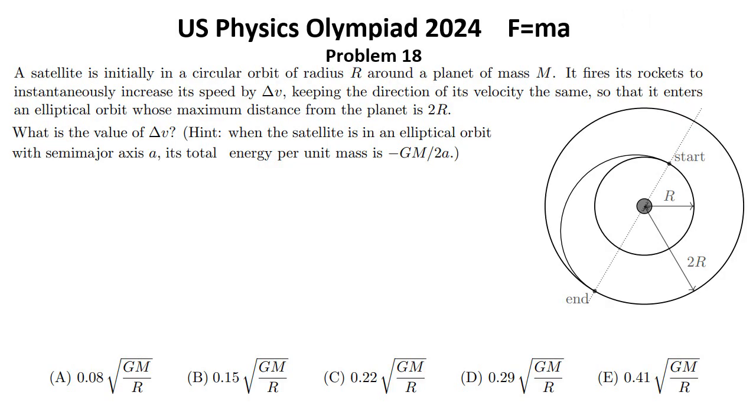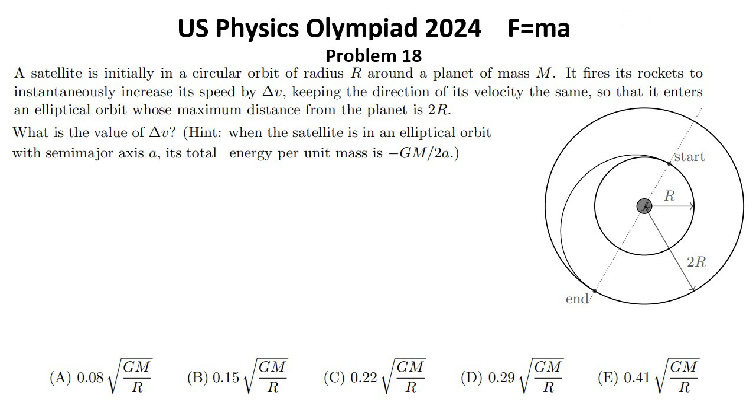Problem number 18. A satellite is initially in a circular orbit of radius r around a planet of mass m. It fires its rockets to instantaneously increase its speed by Δv, keeping the direction of its velocity the same, so that it enters an elliptical orbit whose maximum distance from the planet is 2r.